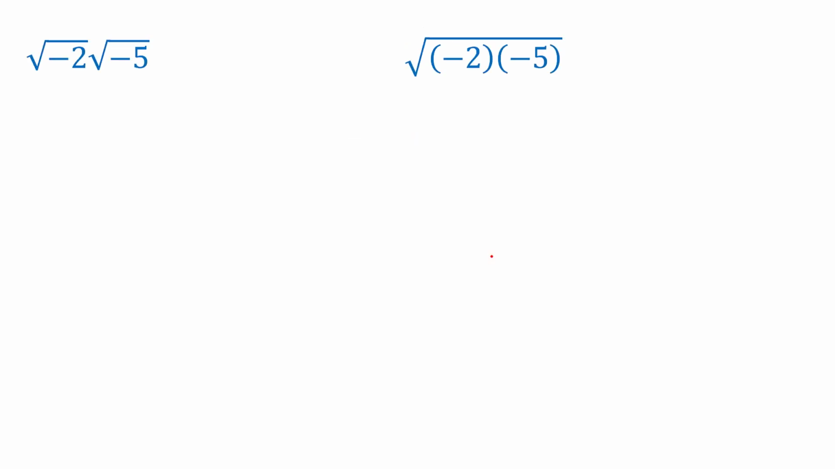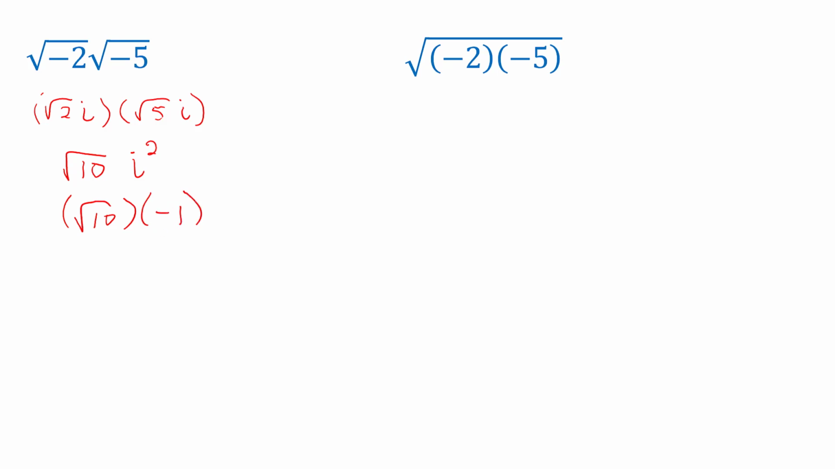Let's take a look at multiplying the square root of negative 2 times the square root of negative 5. Note that both of these are non-real numbers, and I'm going to begin by rewriting the square root of negative 2 as the square root of 2 times i, and I'm going to rewrite the square root of negative 5 as the square root of 5 times i. Okay, now we can multiply the square root of 2 times the square root of 5 to give us the square root of 10. We have the square root of 10 times i squared, keeping in mind that i squared is equal to negative 1. We can write our simplified version here as negative square root of 10.